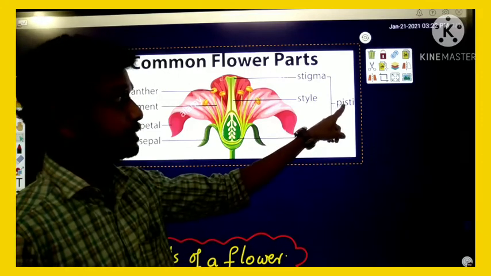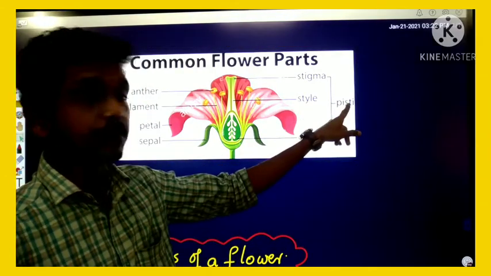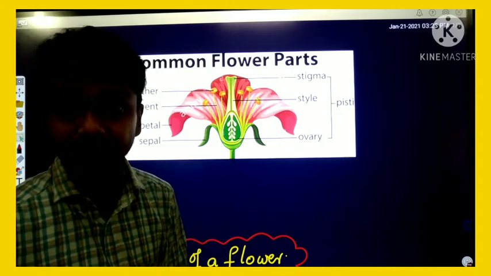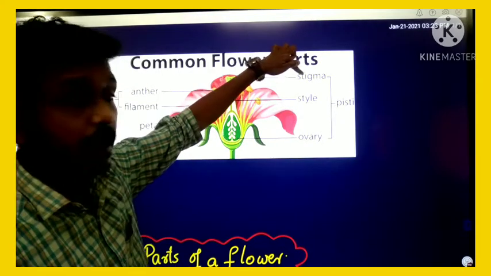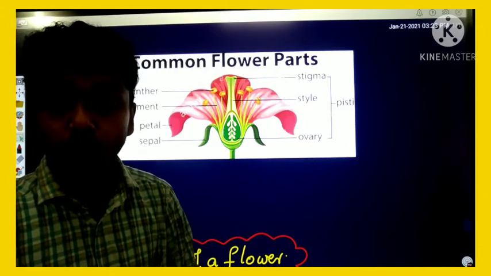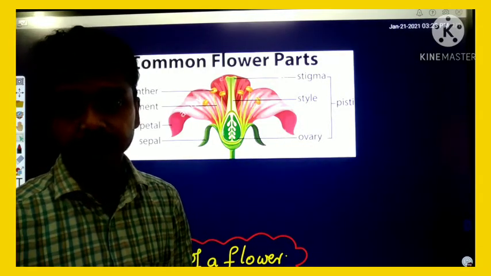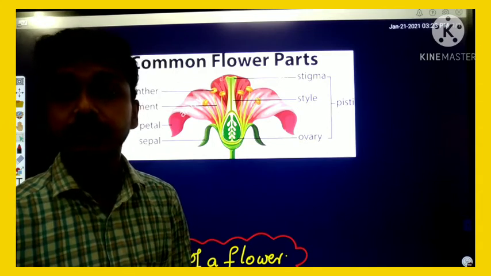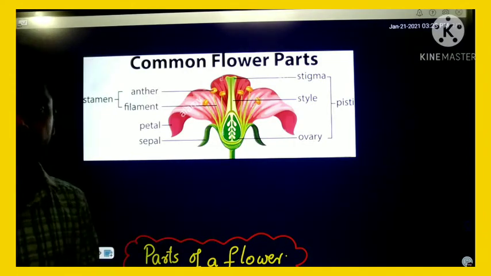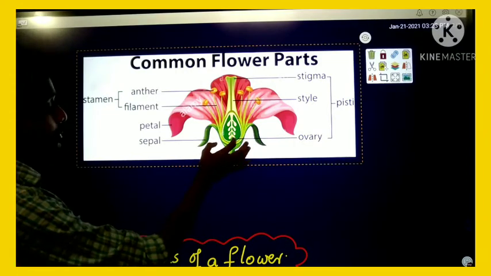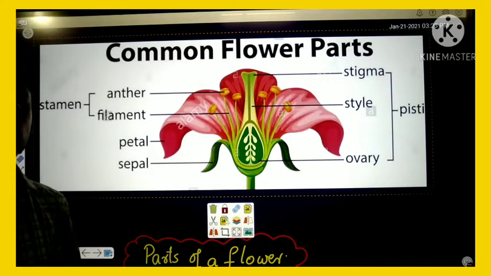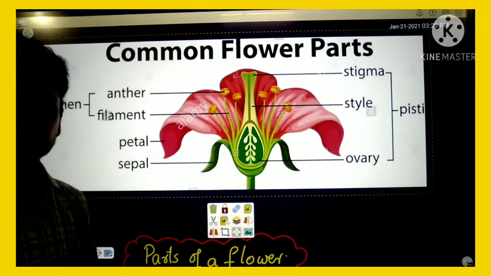Then here, pistil is the female reproductive part. Pistil contains three parts, right? First one is stigma, then style and ovary. Stigma, style and ovary are the three parts of pistil. So these are the major parts of a flower. You can understand from this diagram. Clear?